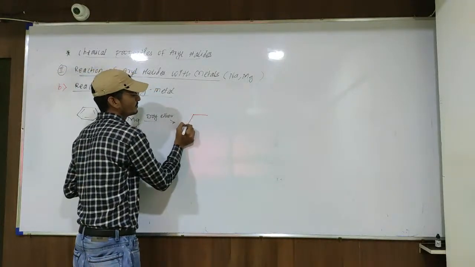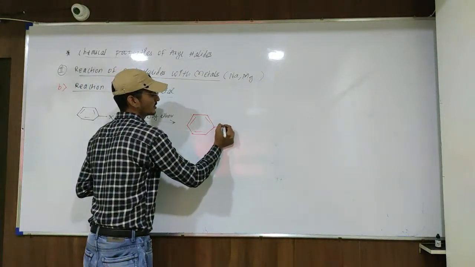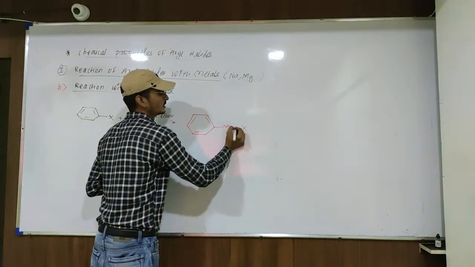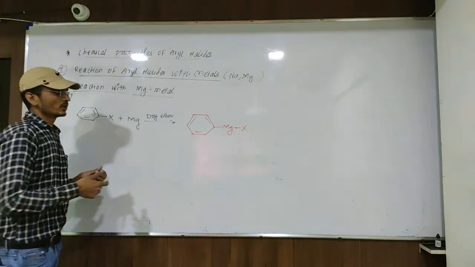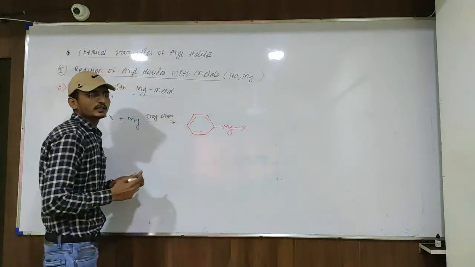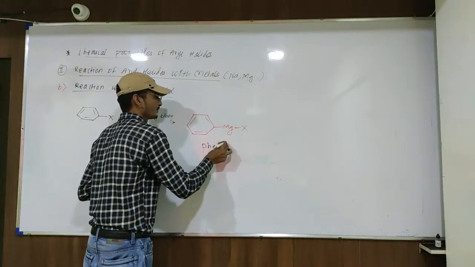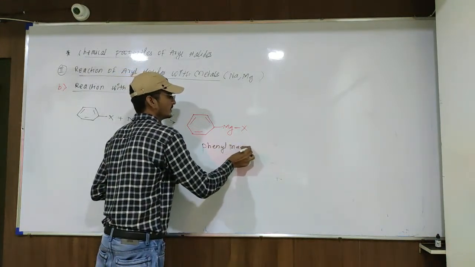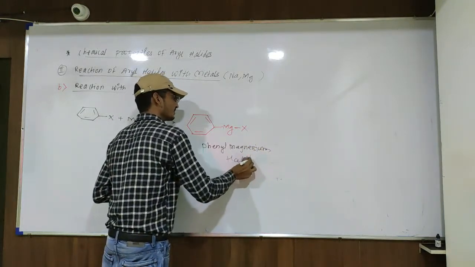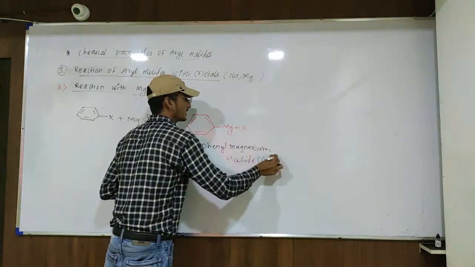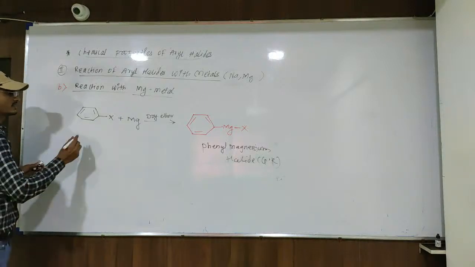So what is the product here? Mg in between the phenyl group and halogen, because magnesium is a divalent atom, and that's why it forms 2 bonds. One bond with the phenyl ring, another bond with the halogen, and in such case it is nothing but phenyl magnesium halide. So it is called Grignard reagent. That is called the GR. What do we call it? Grignard reagent. Okay, that is the general reaction.